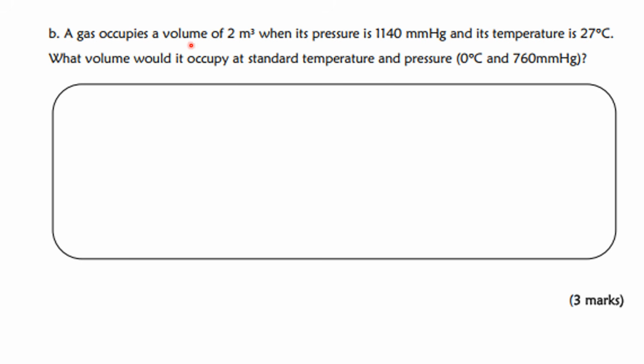A gas occupies a volume of 2 cubic meters when its pressure is 1040 millimeters of mercury and its temperature is 27 degrees Celsius. What volume would it occupy at standard temperature and pressure?